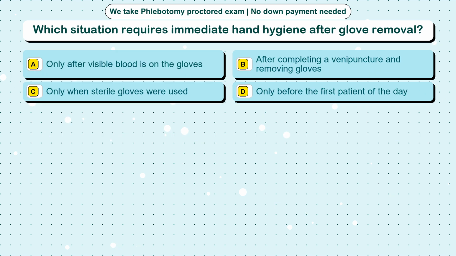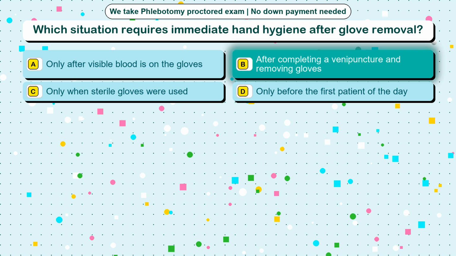Question 9. Which situation requires immediate hand hygiene after glove removal? Option A. Only after visible blood is on the gloves. Option B. After completing a venipuncture and removing gloves. Option C. Only when sterile gloves were used. Option D. Only before the first patient of the day.